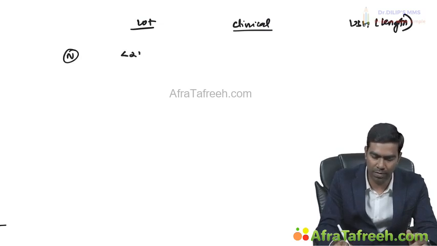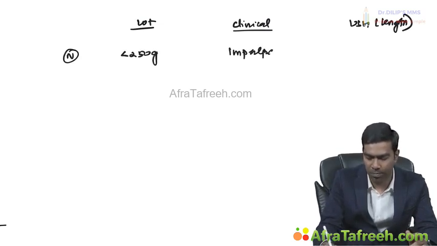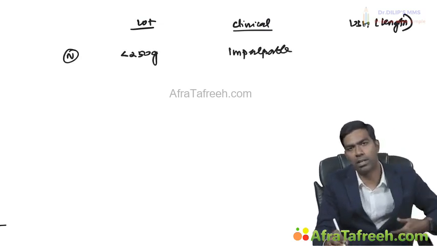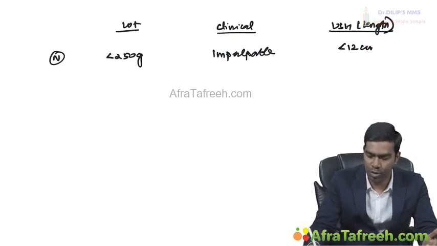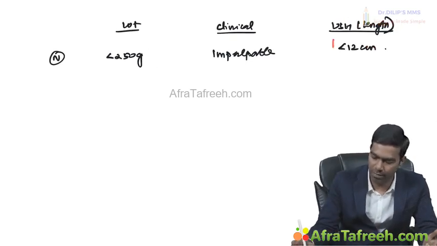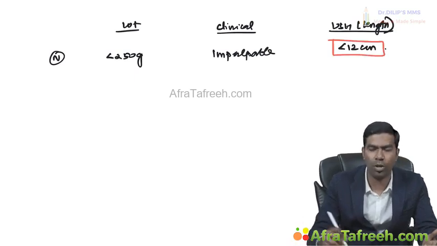So what is the normal spleen weight? It is less than 250 grams. Clinically, the spleen must be impalpable. You will not be able to palpate the spleen near the left costal margin. That is what we call a normal spleen clinically. At most, the splenic tip may be a little bit palpated, but that is also considered impalpable. Ultrasound length should be less than 12 centimeter. This is a very important point from the entrance exam point of view.